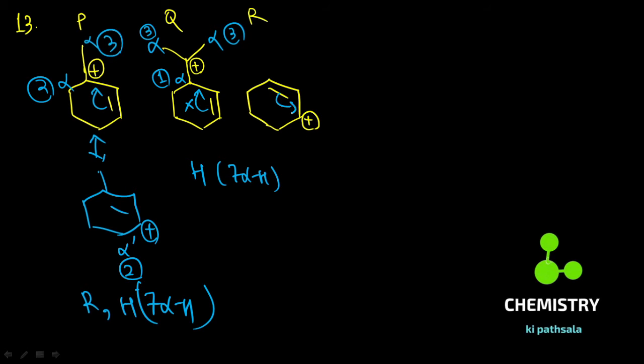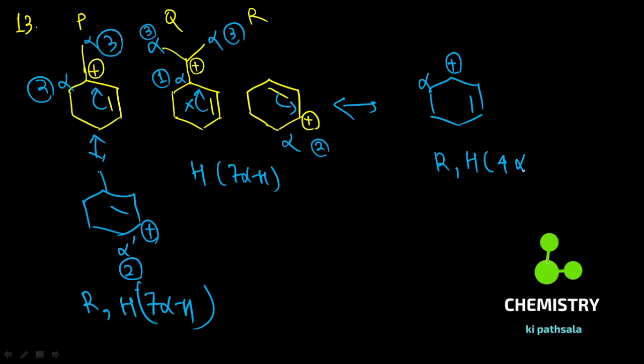In this case you will find resonance is there, and already 2 alpha hydrogens are there. Now because of this resonance you will find new alpha hydrogens. So resonance is there, and hyperconjugation is there because of the 4 alpha hydrogens. Yes. So what is your answer?